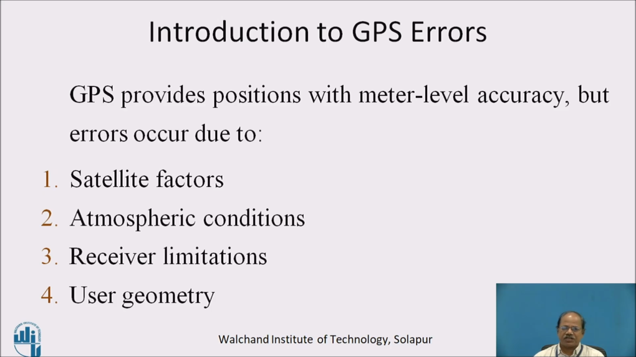The user geometry is equally important. The location of the user and the availability of satellites are also going to affect. Besides that, the nearby buildings or trees or similar kinds of objects near the user might be influencing the error in global positioning system.